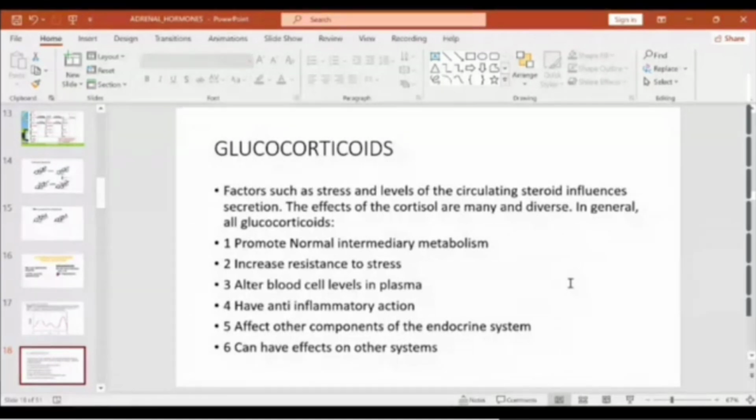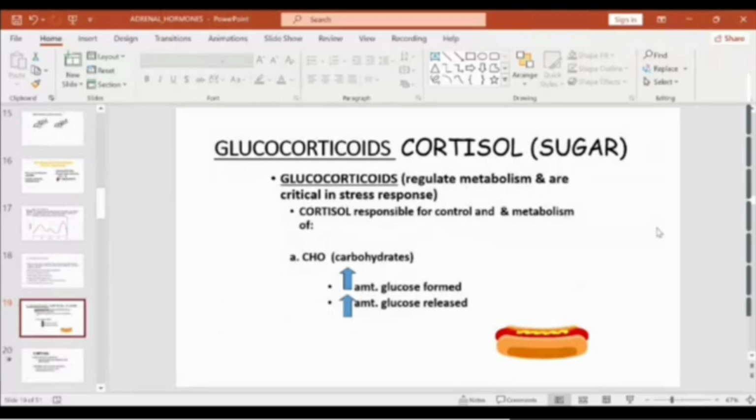So it has an anti-inflammatory effect. Perhaps your body is preparing you to get into a fight and you get a very good blow, so it will reduce that inflammation in the process. It also affects other endocrine systems, and other systems in the body. So this is what I've been restating over and over again, that cortisol is responsible for the control of metabolism.